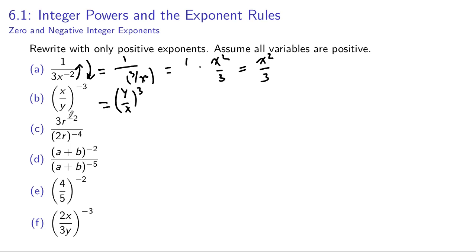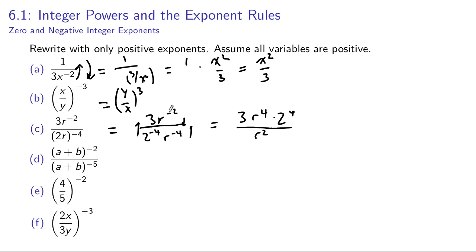First, let's deal with these parentheses. So we need to use the rule about the common power. 3r to the minus 2. The common power would mean we have to take 2 to the negative fourth and r to the negative fourth. Okay. So like I was saying, if it's negative, pull it up if it's on the bottom, pull it down if it's on the top. So you'd have 3r to the fourth times 2 to the fourth. So pulling r to the fourth and 2 to the fourth up over r squared. Okay. Pulling r to the negative 2 down.